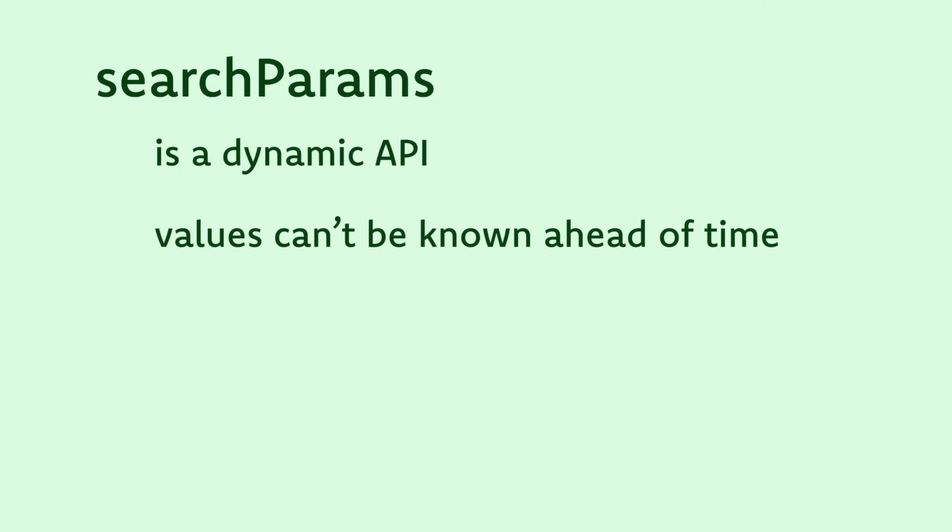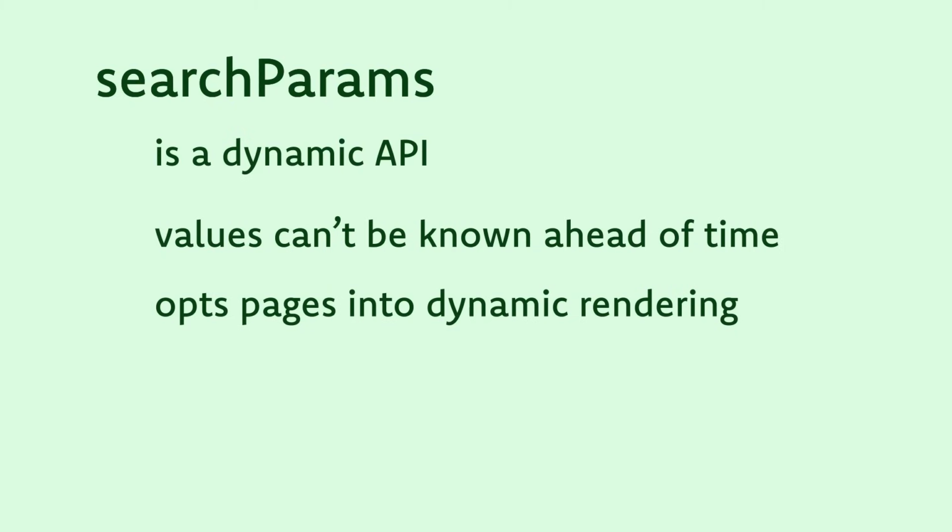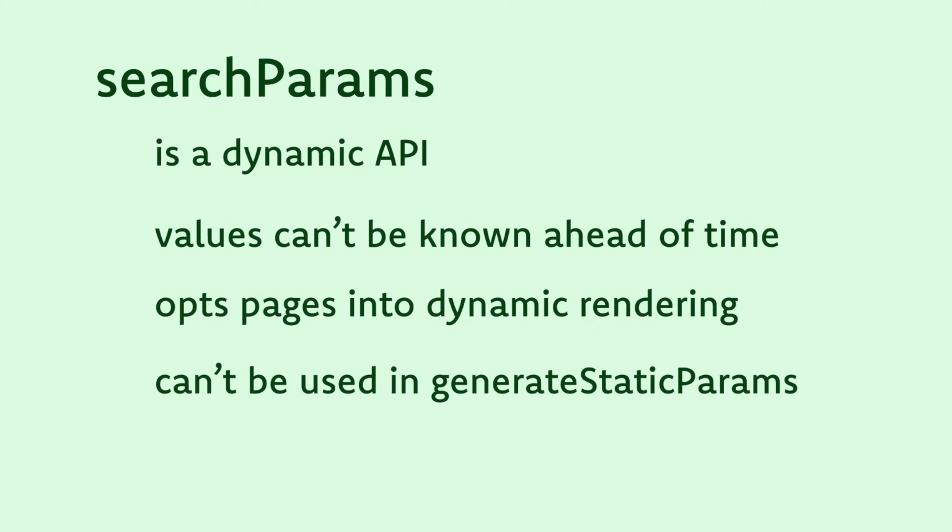Search params work much the same way. However, since search params is a dynamic API and the values can't be known ahead of time, the page in which search params is used will be opted into dynamic rendering at the time of request, which means you cannot use generateStaticParams for these pages.